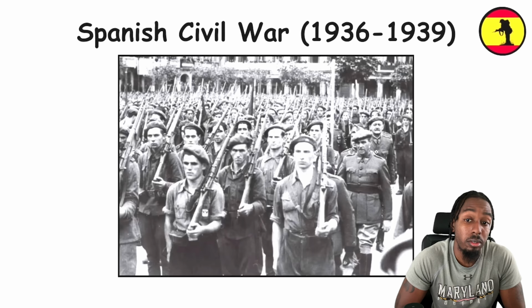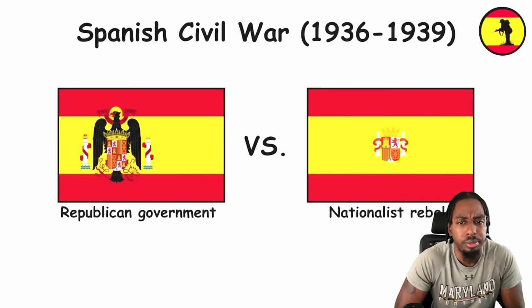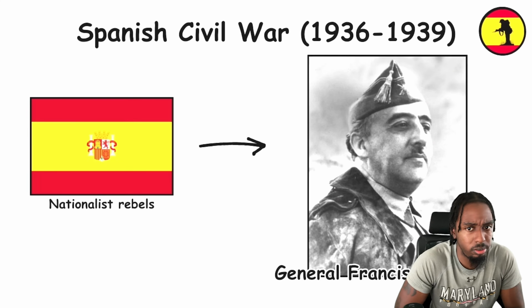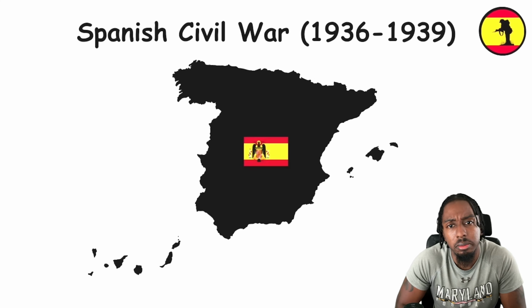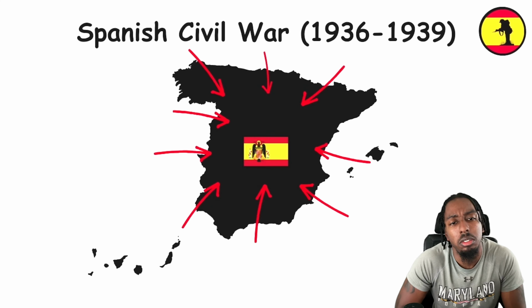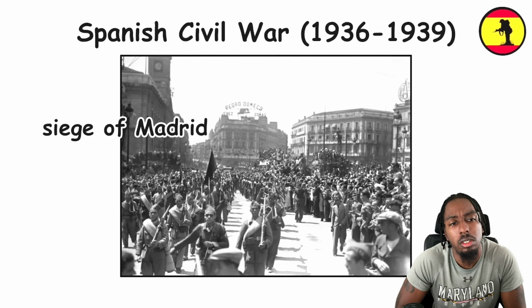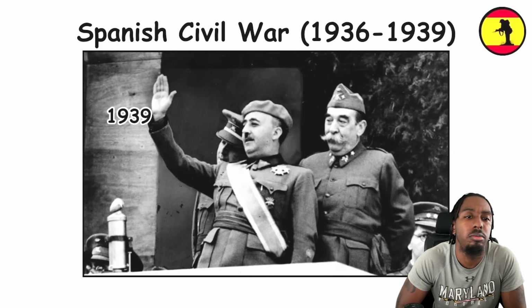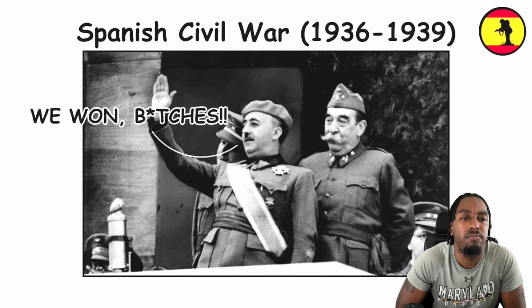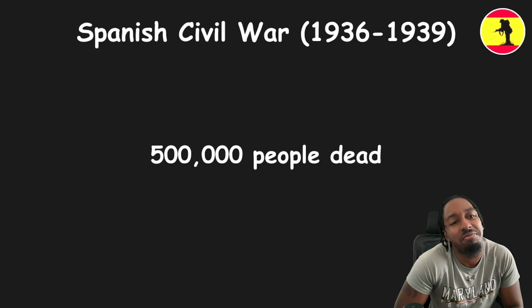Spanish Civil War. The Spanish Civil War was fought between the Republican government and the nationalist rebels, led by General Francisco Franco and supported by conservative forces. The conflict began with a military coup against the democratically elected Republican government. The war saw intense battles across Spain, including the Siege of Madrid and the bombing of Guernica. The nationalists emerged victorious in 1939, leading to Franco's authoritarian rule until his death in 1975. Approximately 500,000 people died during the conflict.